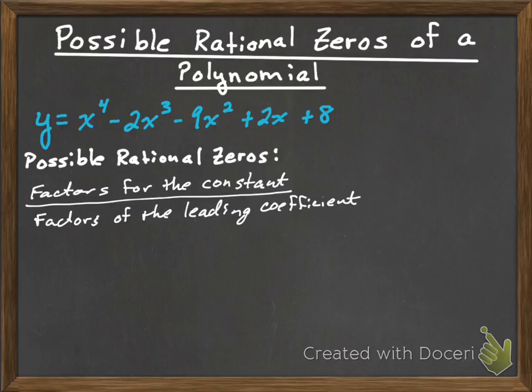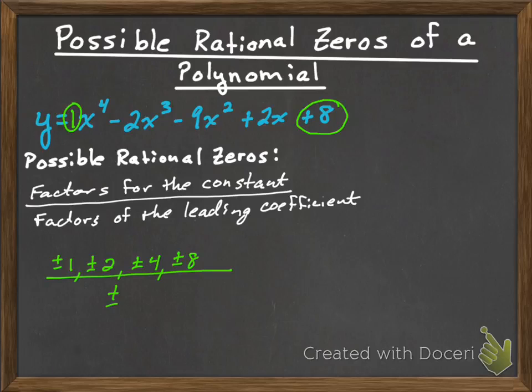So the factors in the numerator are all the numbers that will divide evenly into a positive 8, which are going to be plus or minus 1, because a positive 1 and a negative 1 will both divide evenly into an 8, plus or minus 2, plus or minus 4, and plus or minus 8. And then your leading coefficient on this polynomial is 1, so the factors for that leading coefficient are just going to be simply plus or minus 1.